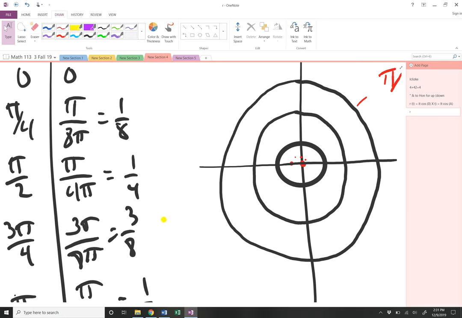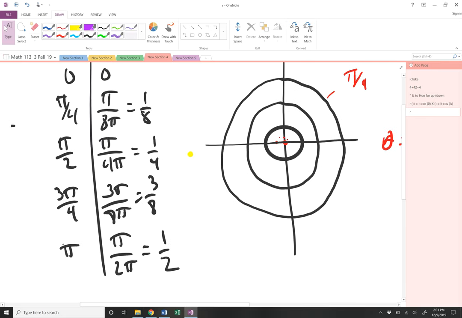What seems to happen? Every time I move around 45 degrees, how far do I go? My radius increases by an eighth. So if I go around every time, and pi fourths is how much of a circle? 45 degrees is how much of a circle? An eighth of a circle. So every time I go around an eighth of a circle, I go out an eighth.